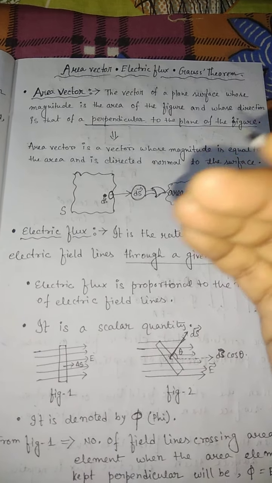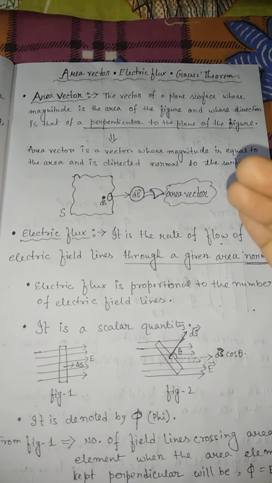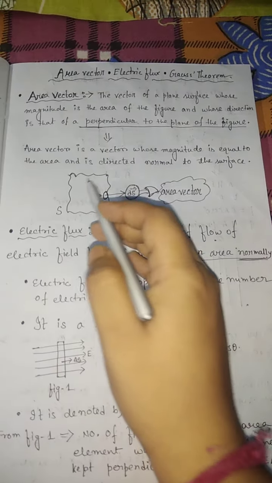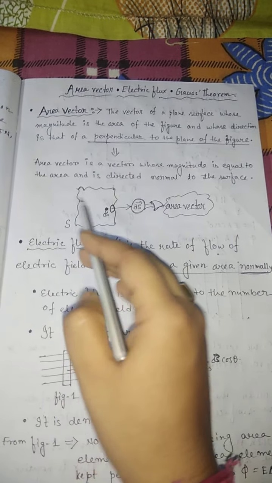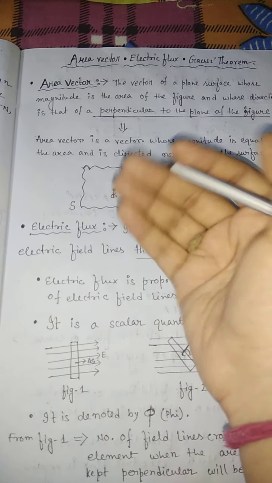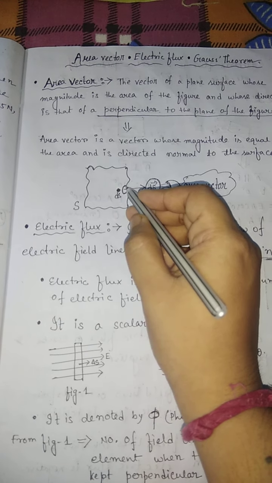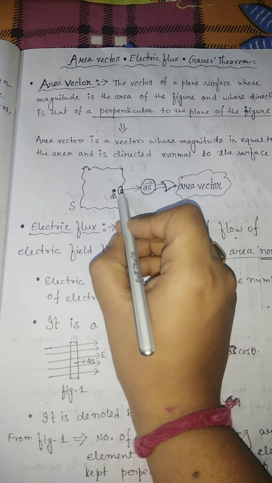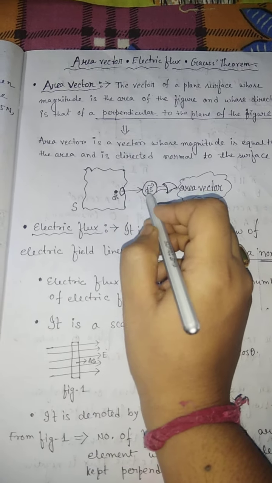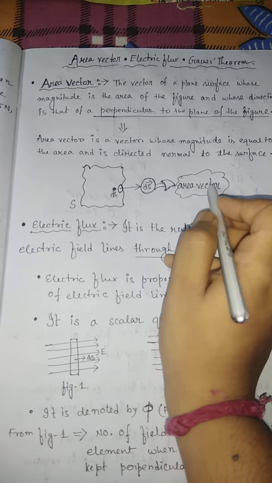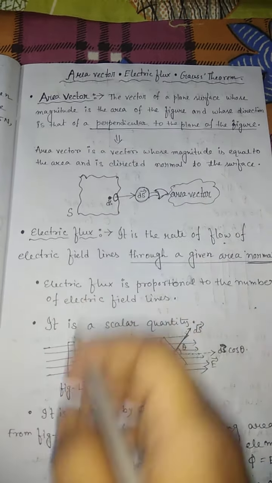Or we can say that area vector is a vector whose magnitude is equal to the area and is directed normal to the surface. So in this figure, we consider a surface S, and for our calculation purpose, we consider a small area element ds. This small area element ds, with its direction perpendicular to the surface, is called the area vector of the small surface element ds of surface S.